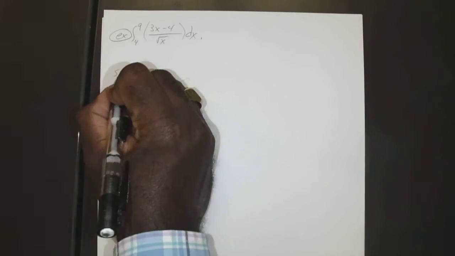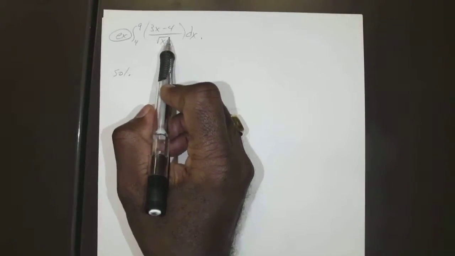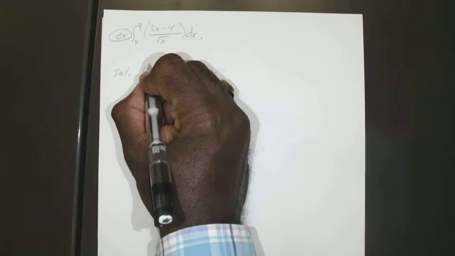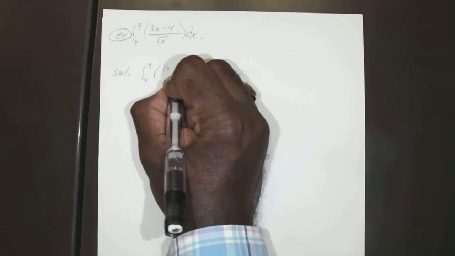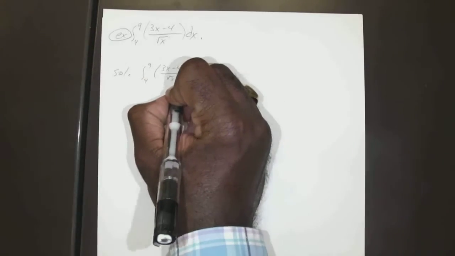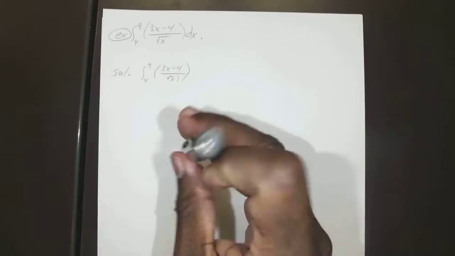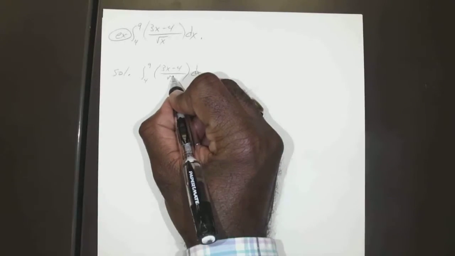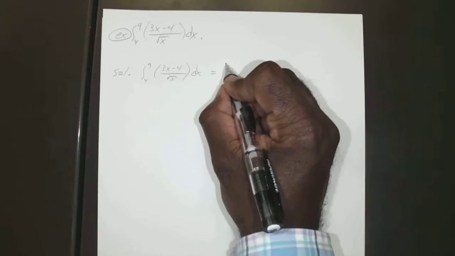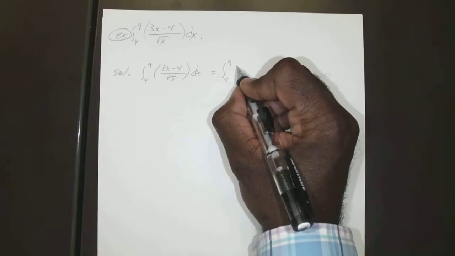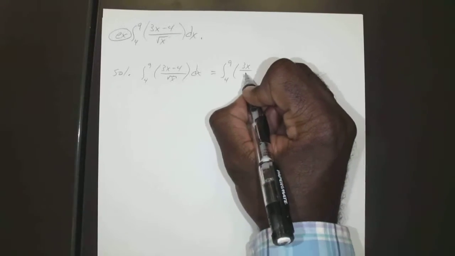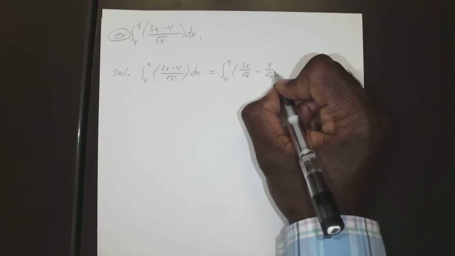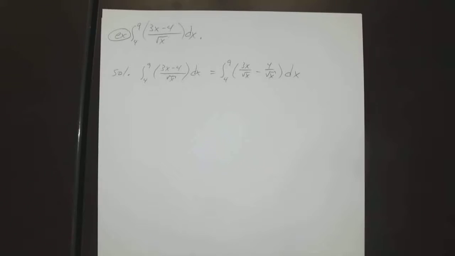Okay, so with this one, you want to get rid of that square root down there. Go from 4 to 9, 3x minus 4 over square root of x, with respect to x. You can make that equal the integral from 4 to 9 of 3x over square root of x minus 4 over square root of x with respect to x.